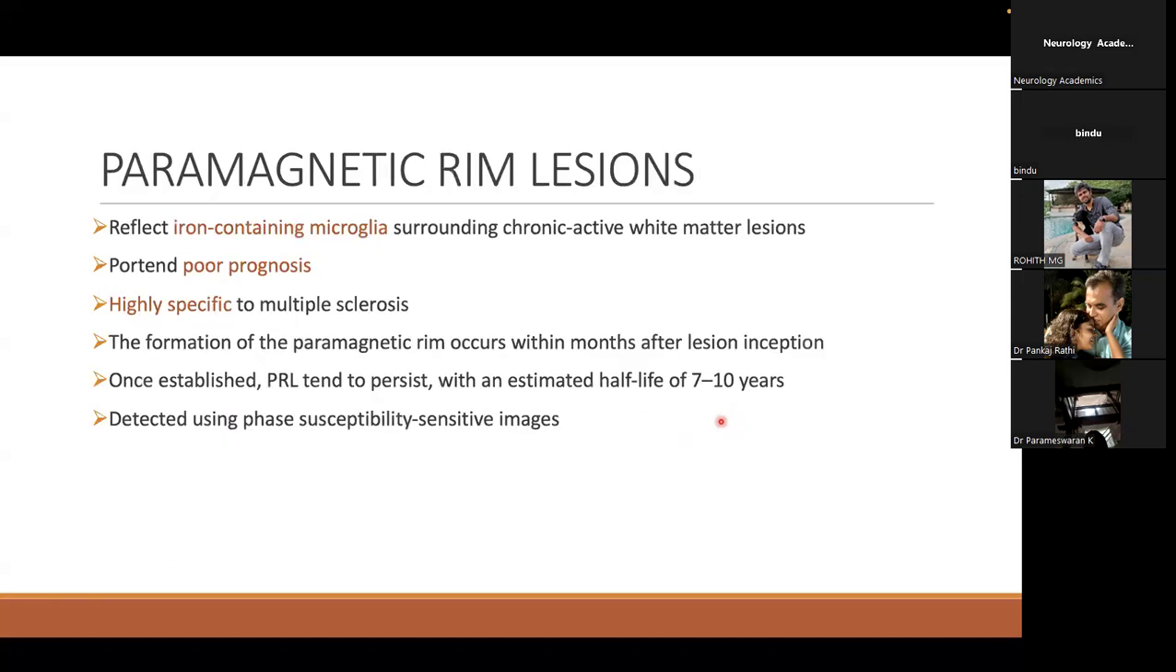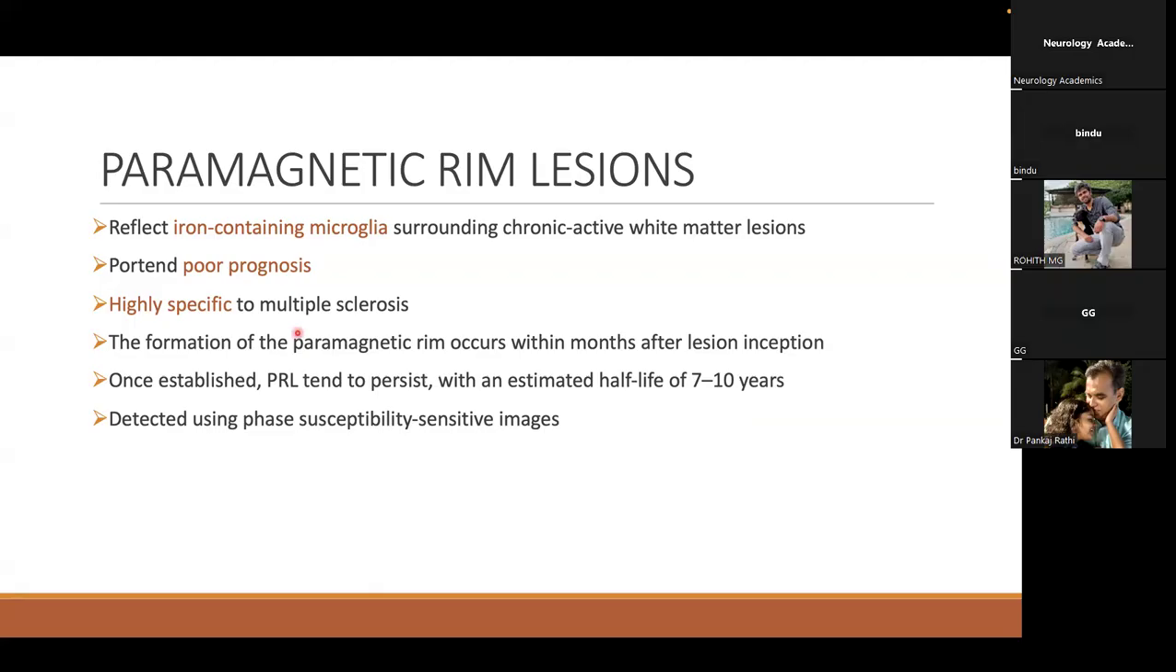Coming to paramagnetic rim lesions. This is seen in a chronic active white matter lesion in multiple sclerosis. The periphery of the lesion will have some iron-containing microglia, so this is picked up as a paramagnetic rim lesion in susceptibility weighted sequence. That means chronic active inflammation is going on, and so it portends a poor prognosis for the patient. But this lesion, if it is there, is highly specific to multiple sclerosis.